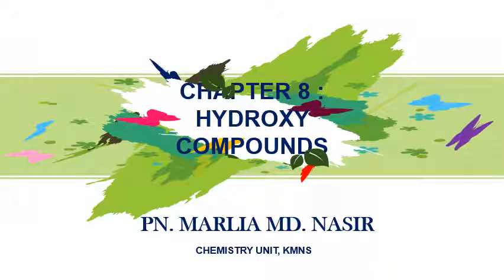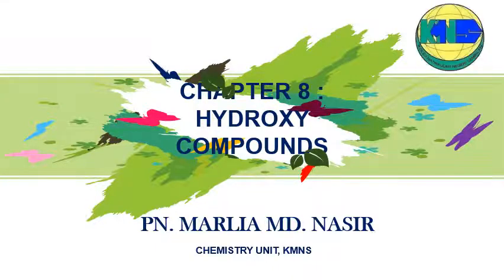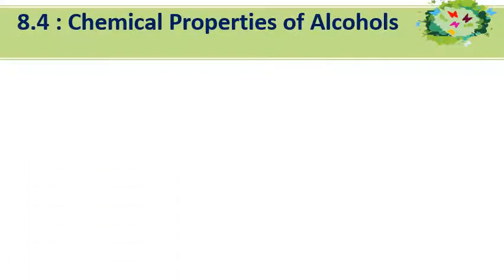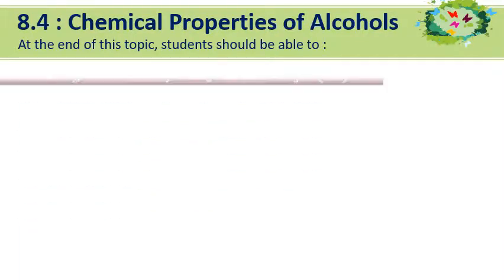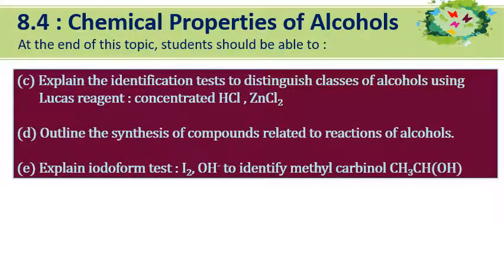Chapter 8, Hydroxy Compounds. 8.4, Chemical Properties of Alcohols. At the end of this topic, students should be able to: C. Explain the identification test to distinguish classes of alcohols using Lucas reagent, concentrated HCl, ZnCl2. D. Outline the synthesis of compounds related to reactions of alcohol.